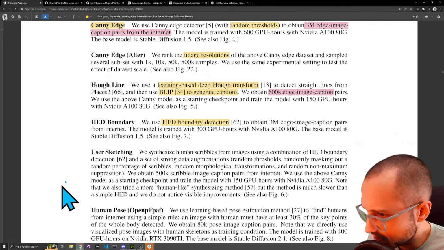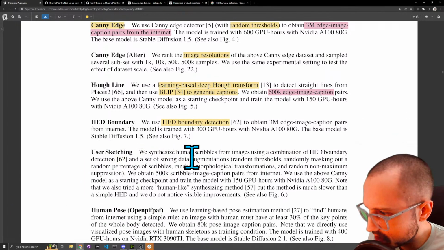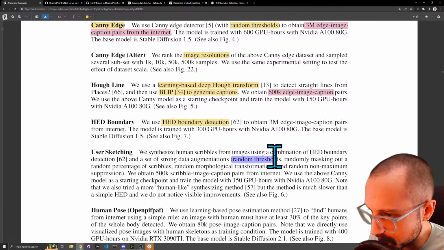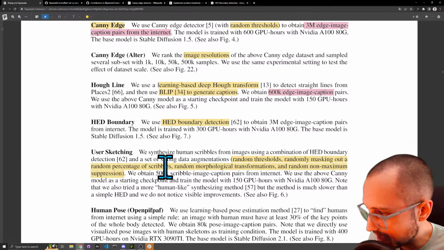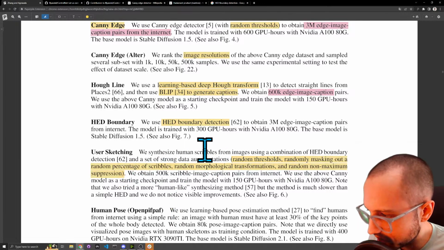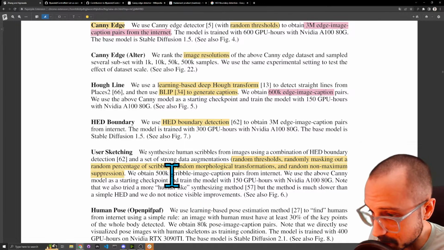User sketching. So this is a little bit more interesting. We synthesize human scribbles from images using a combination of HED boundary detection and a set of strong data augmentations. Okay, so they take this HED boundary detector and then they mess up the images a bunch. So they randomly mask out a random percentage of the scribble, random morphological transformations, random non-maximum suppression. So they're messing with it and then saying, okay, that's the equivalent of a scribble.